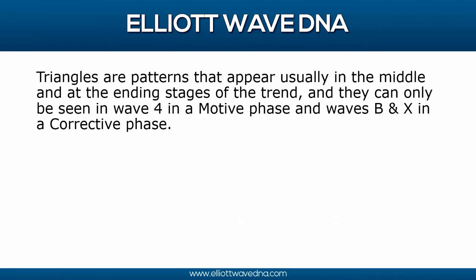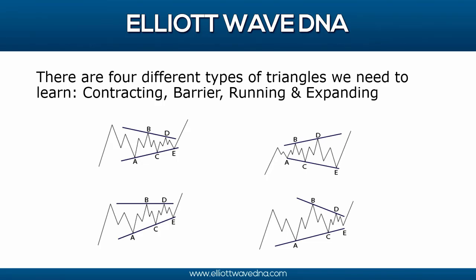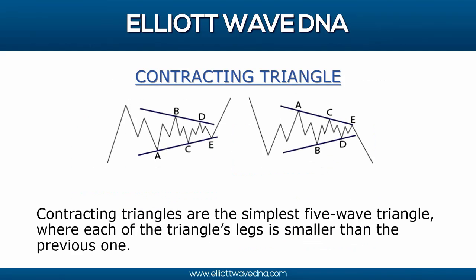on the charts. Triangles are patterns that appear usually in the middle and at the ending stages of the trend, and they can only be seen in waves 4 in a motive phase and waves B and X in a corrective phase. There are 4 different types of triangles we need to learn: contracting, barrier, running, and expanding triangles.